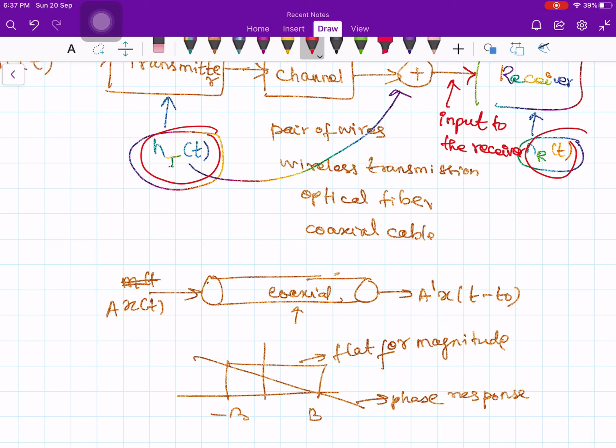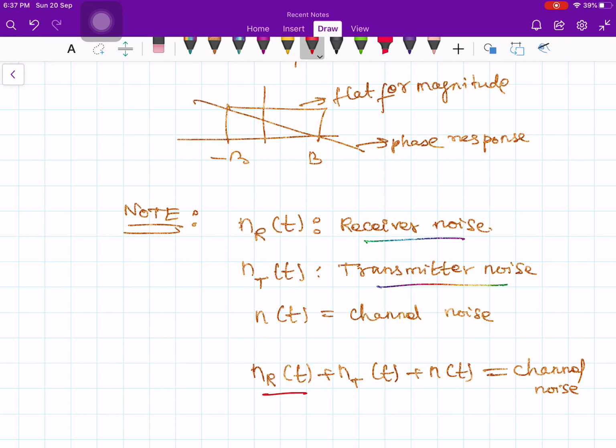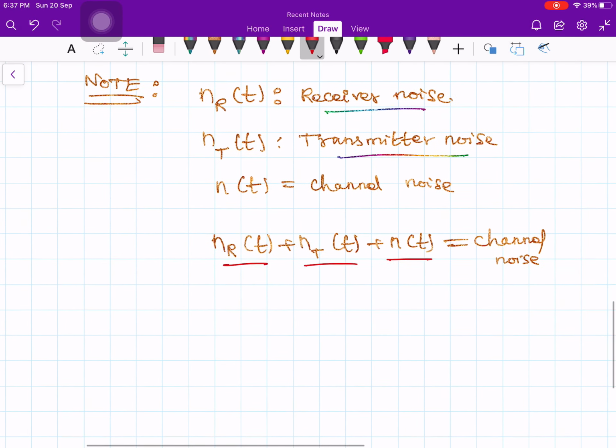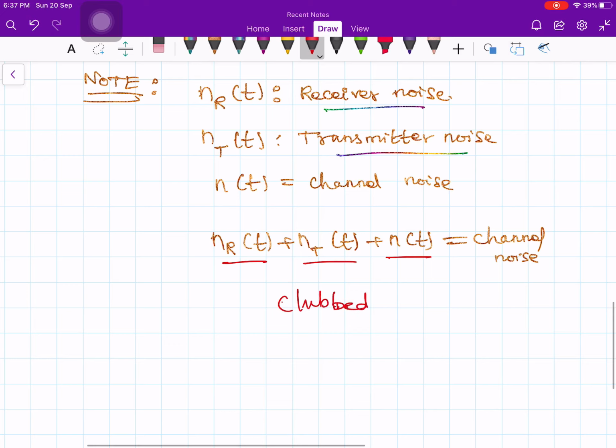So that means whatever happens in the system, we will blame the channel as the culprit. So receiver noise, transmitter noise and channel noise together is called channel noise. Whether the noise gets added at the transmitter, at the receiver, or at the channel itself, all of them are clubbed together. Not only here, in the next semester you will be studying a course called digital communication, and afterwards a course called wireless communication. So everywhere we will make this kind of assumption. All are clubbed together for the purpose of modeling the effect.